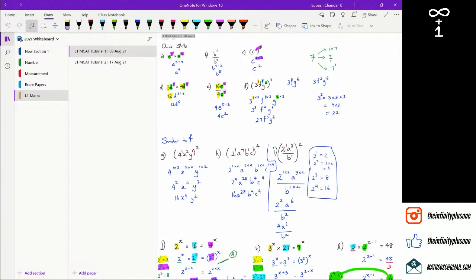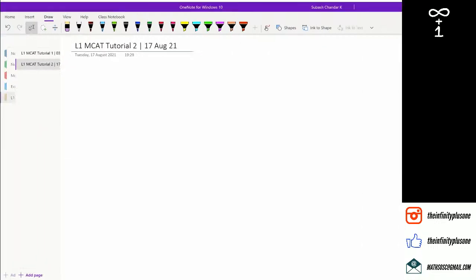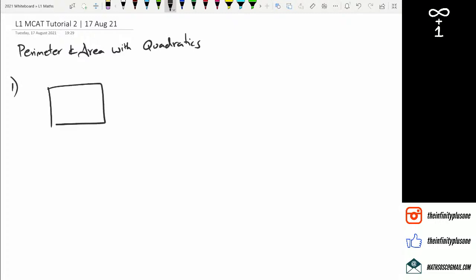All right, so let's go to today's tutorial. Today I'm mainly looking at quadratics, specifically perimeter and area with quadratics. How this session is going to work is I'm going to put up a question, get you guys to have a play around with it and try to work it out, and then we'll go through the answer. The first question is a nice and simple one to start the day.